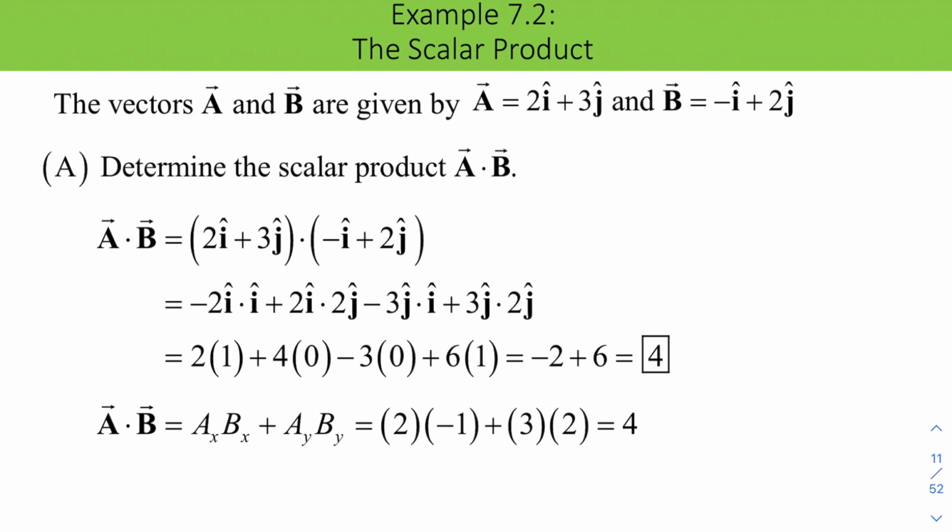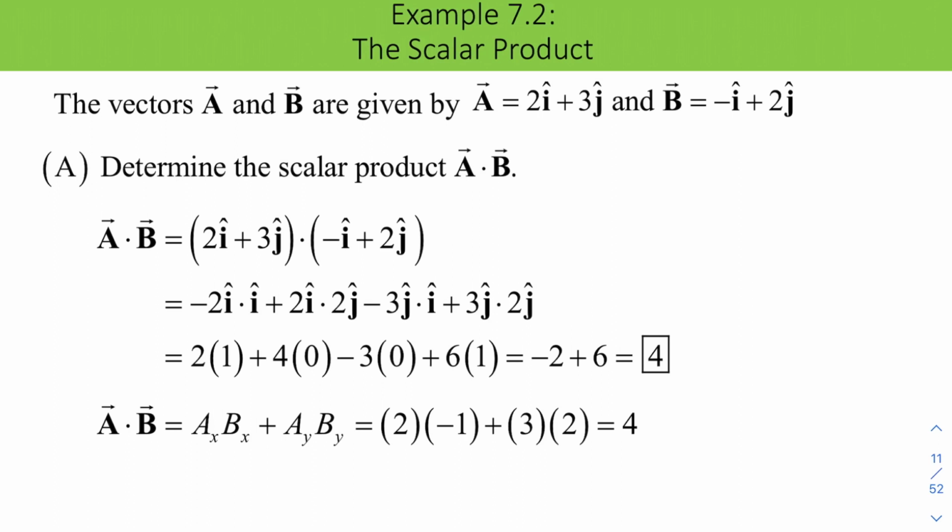Okay, example 7.2, the scalar product. Vector A and B are given by this. Determine the scalar product of A dot B. So remember, we have to collect the same I, multiply I with I, because the rest, if you put I cross J, I multiplied with J, and I multiplied with K, you will get zero, still remember.